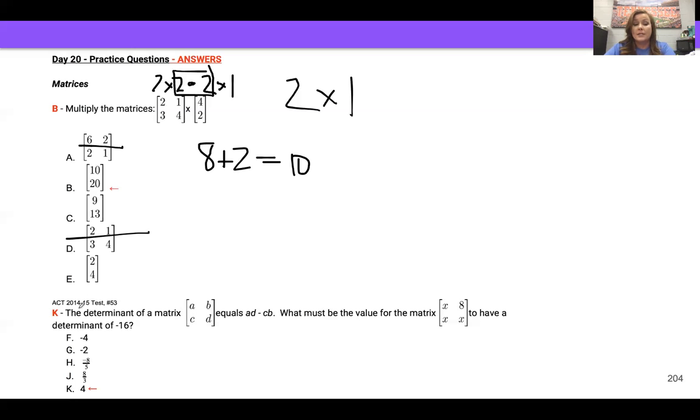Here, this one's nice because it actually gives you the determinant formula. So what must be the value of x for this matrix to have a determinant of negative 16? So again, A times D, we get x squared minus 8x equals negative 16.